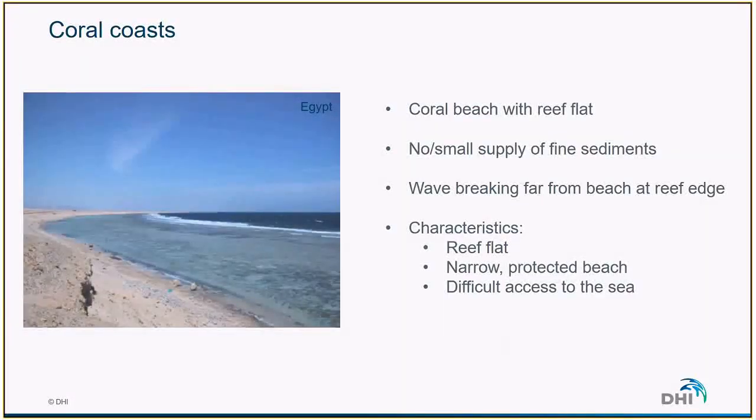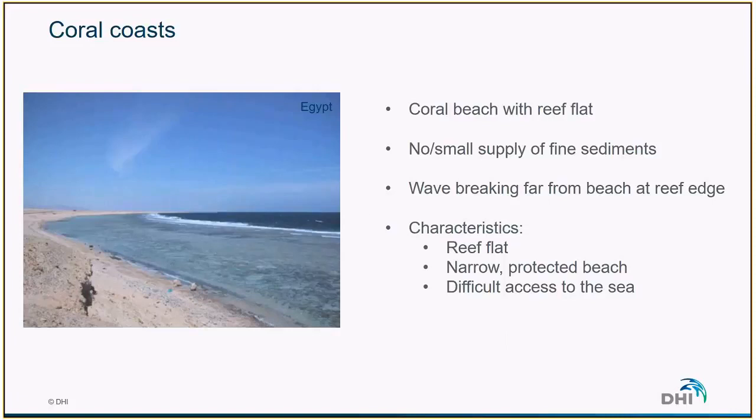Let's finish with coral coasts. This type of coast normally occurs in the tropics, away from supply of sediment, where water is very, very clear, or typically in arid climates. Due to the presence of a reef in front of the beach, the waves are breaking, and therefore the wave action on the coast is very limited. And this often leads to very narrow protected beaches, which are difficult to access.